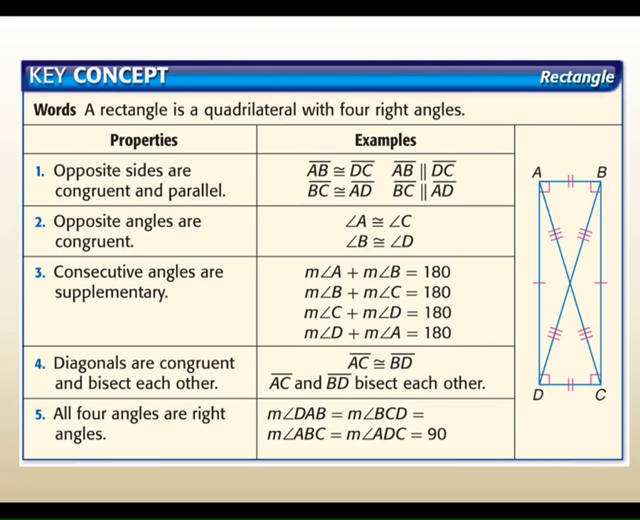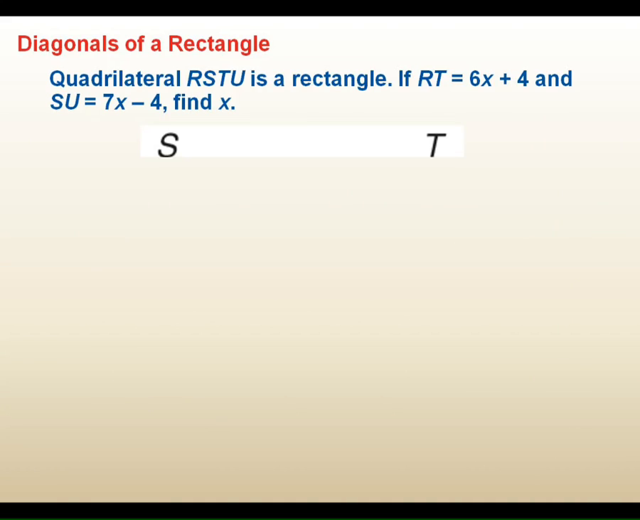And here are the other theorems that are on your postulate sheet. Opposite sides are congruent and parallel. We know that already from knowing what a rectangle is. Opposite angles are congruent. Consecutive angles are supplementary. Those are the same things as a parallelogram. Diagonals are congruent and bisect each other, and all four are right angles. We know these things from looking at a rectangle. So if you know a shape is a rectangle, you know a lot of different things. The difference between it and a generic parallelogram is diagonals are congruent to each other. Otherwise, all the other theorems stay the same.